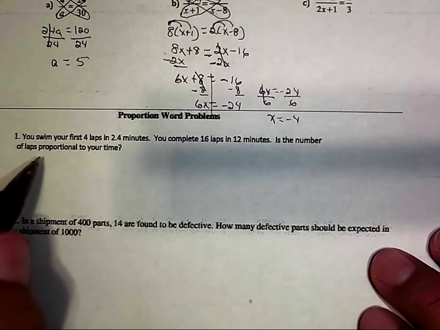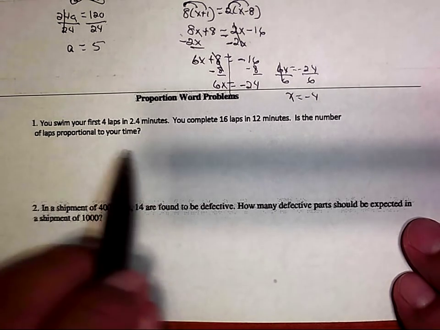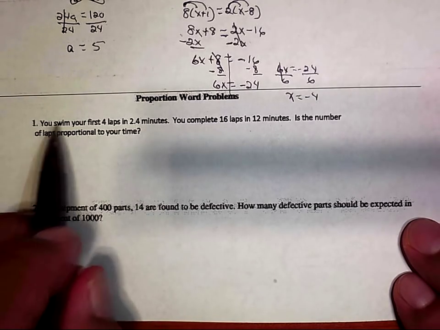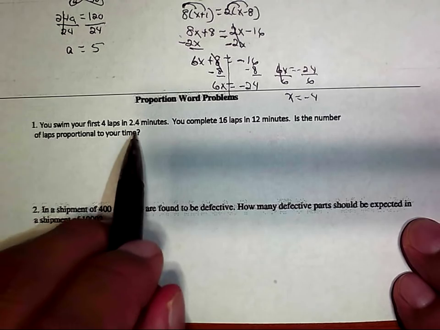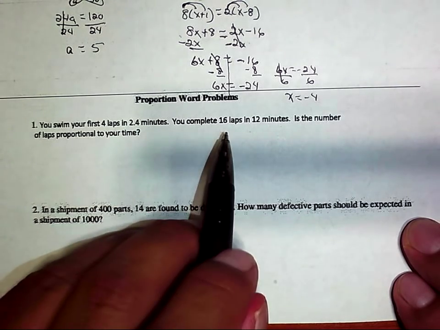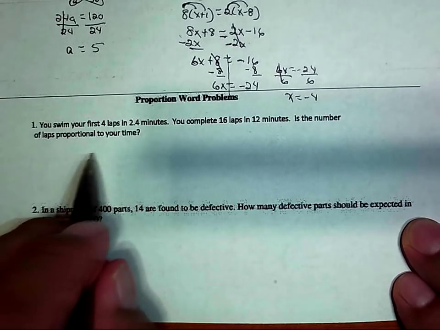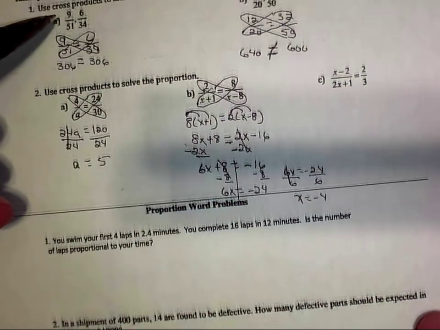Next one. So now we're doing a word problem. In this word problem, it says proportion word problems. They're saying, hey, you swim 4 laps in 2.4 minutes. Okay? And you complete 16 laps in 12 minutes. Is the number of laps proportional to your time? Well, in order to determine if it's proportional, just like the way we did up here, when we checked if they were proportional, we have to create a ratio.